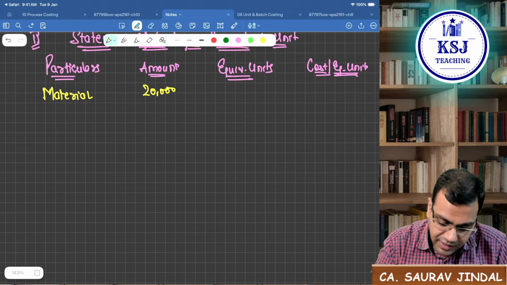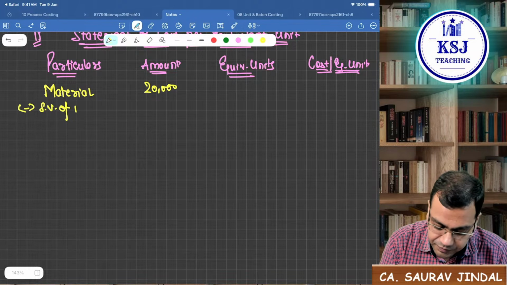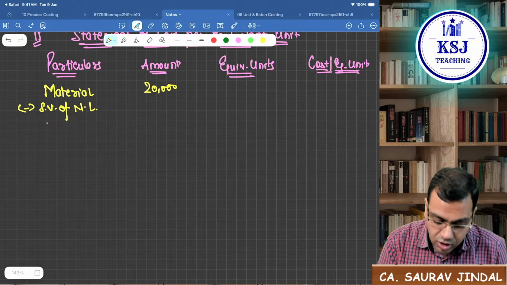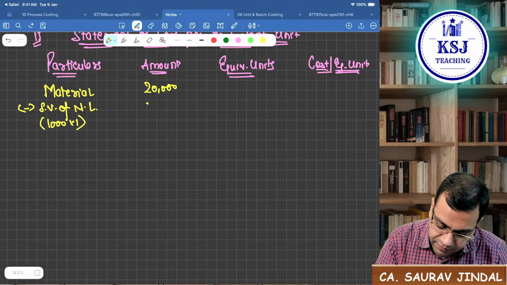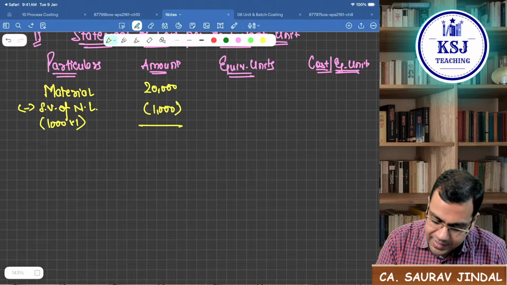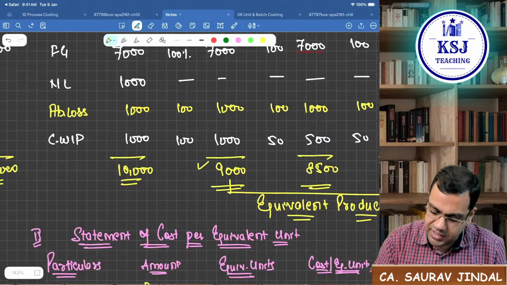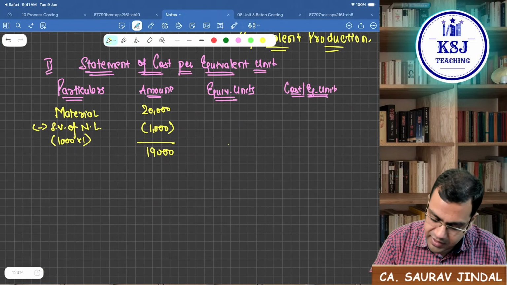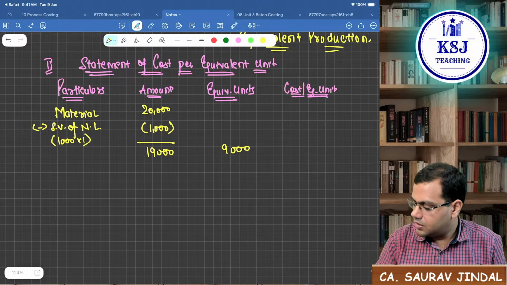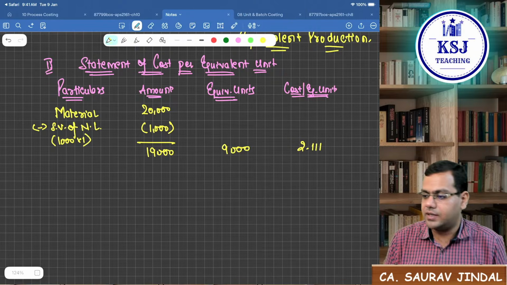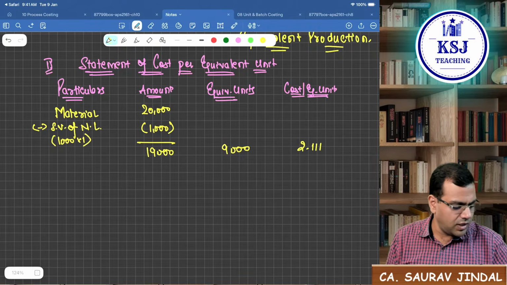So here you will take what? From the material, you will subtract scrap value of normal loss. Normal loss is 1000 units, on that 1 rupee of the scrap value. So you will take 1000. So your net material cost is 19,000 on how many equivalent units? That is material, yes, 9,000 equivalent units. So your cost per unit will be 2.111. Take it to 3 decimals.